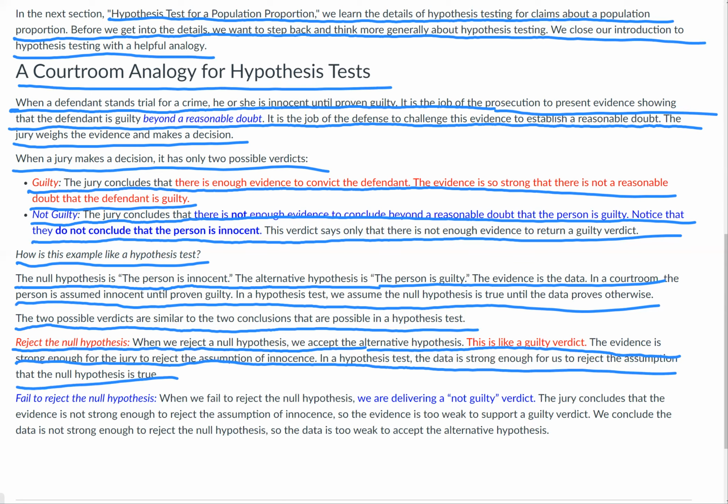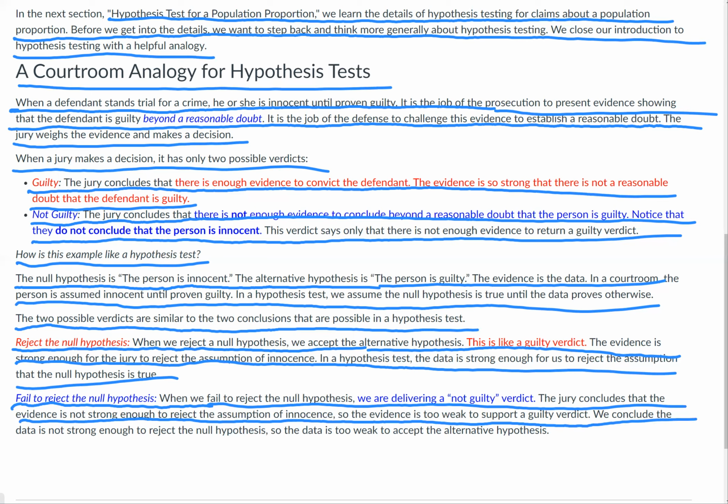On the other hand, we could fail to reject the null hypothesis. We do that if we are delivering a not guilty verdict. The jury concludes that the evidence is not strong enough to reject the assumption of innocence, so the evidence is too weak to support the guilty verdict. We conclude the data is not strong enough to reject the null hypothesis, so the data is too weak to accept the alternative hypothesis.